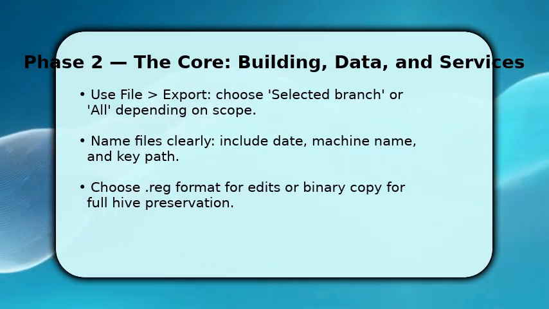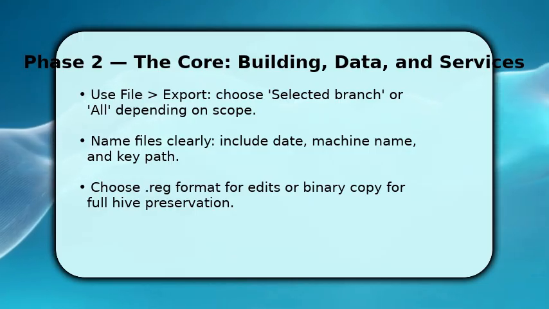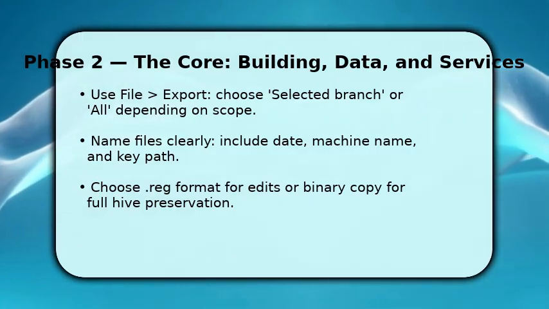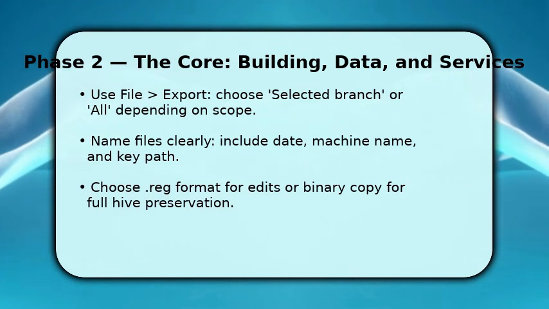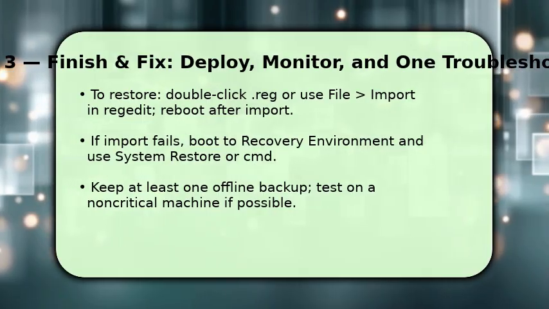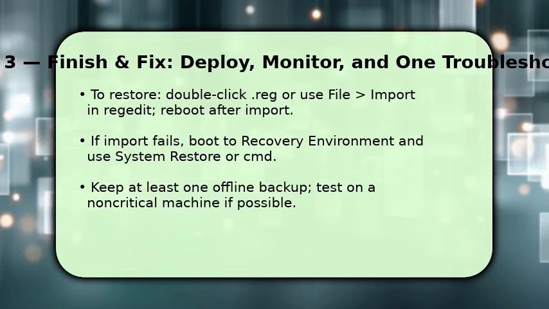Make sure to note whether you used .reg for simple import or a full binary export for deeper recovery needs, because the import method varies accordingly. To complete the process, import the file by double-clicking the .reg or choosing File then Import in Regedit, and then reboot so Windows applies settings cleanly.